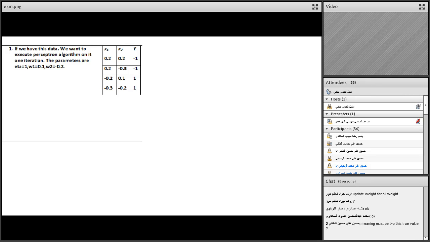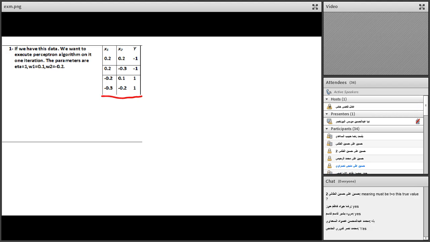Okay, can you see this example here? In this example, we have this data, and in this data we have two inputs, x1 and x2, and y is the output.